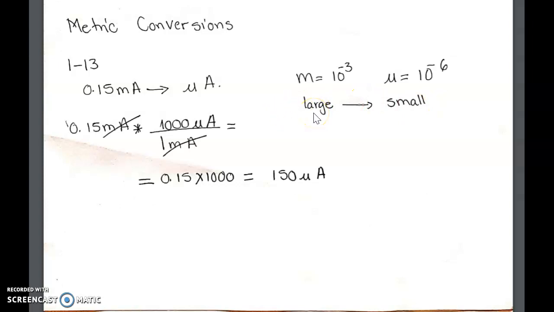I do this for myself to keep track of what I'm going to do. When I convert, do I multiply or do I divide the value that I'm converting? So I have 0.15 milliamps. Since I'm going from a large unit to a small unit, I know that 1 milliamp has 1,000 microamps. The difference between 6 and 3 is 3, so that is 1,000. So I get rid of the milliamp units and I get microamps, and now I multiply, and I'm going to get 150 microamps.